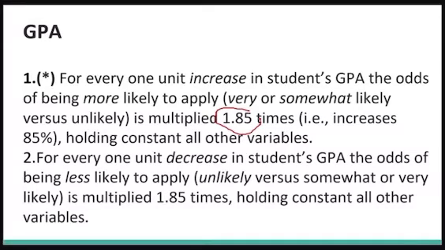But I can also interpret it in another way. For every 1 unit decrease in student GPA, the odds of being less likely to apply is also going to be that. When the GPA is increasing, you are more likely to consider graduate school, and that is by 1.85. But if the GPA is going down, what happens? You are less likely to consider graduate school.